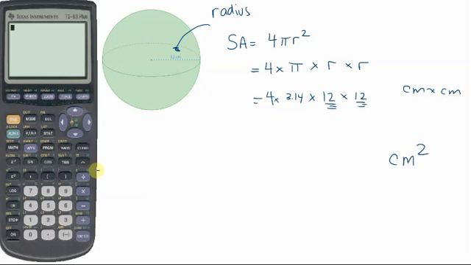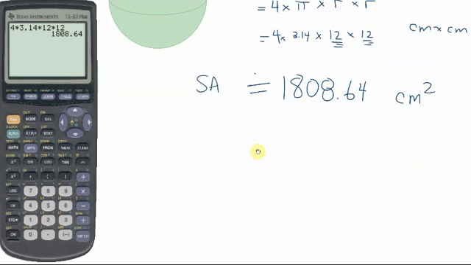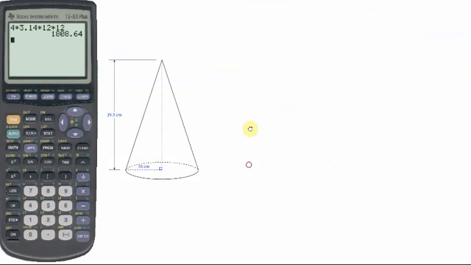Now I'm going to go and type these in on the calculator over here. 4 times 3.14, good, times 12 times 12. And so the surface area of the sphere for this problem is approximately 1808.64 centimeters squared. One easy, simple little shape. And moving along to the last one.